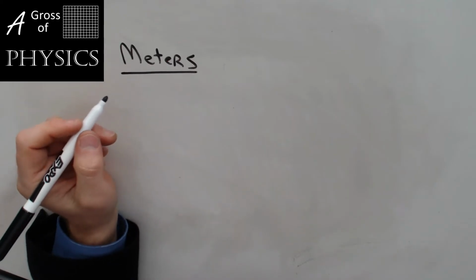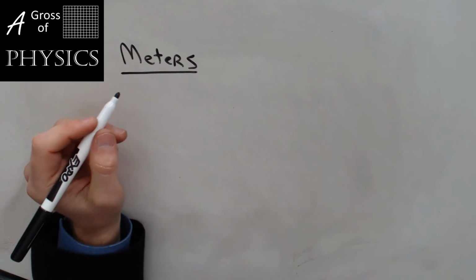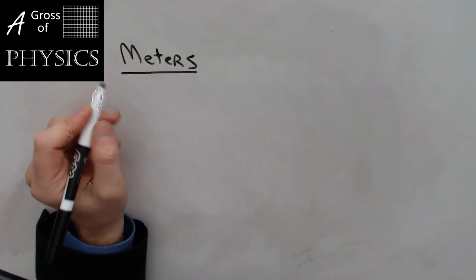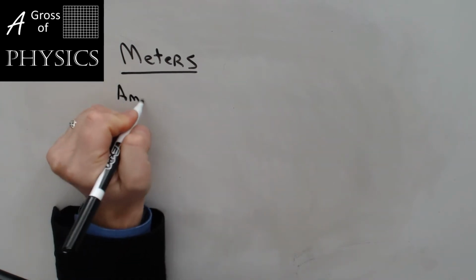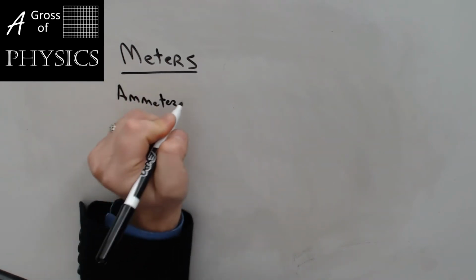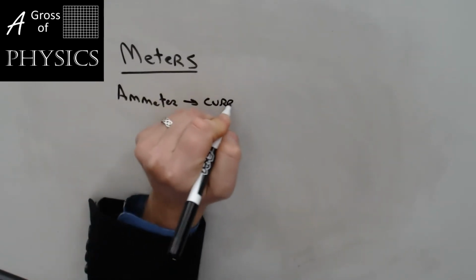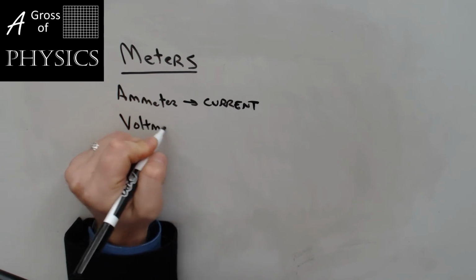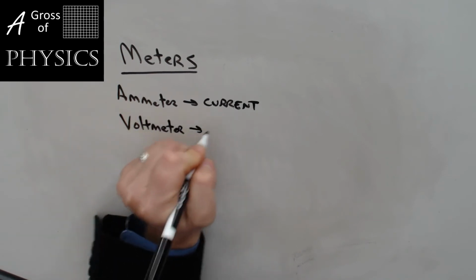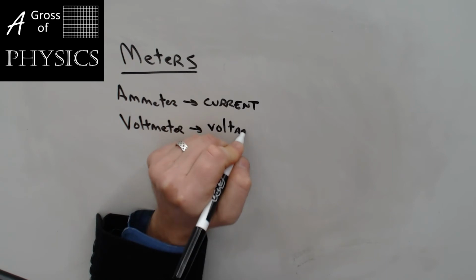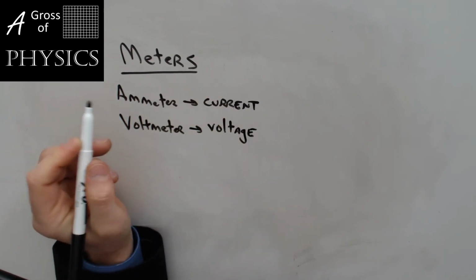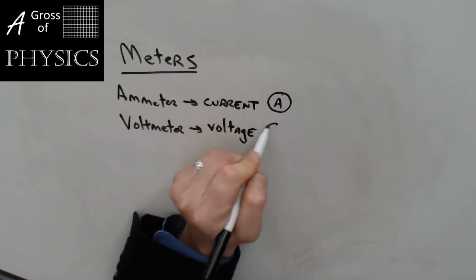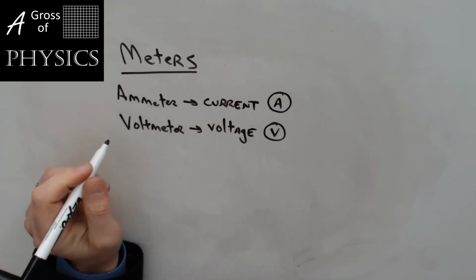Being able to measure the voltage or current in a circuit is going to be important. And what we have are electrical meters in order to do so. We have an ammeter, which will measure current. And we have a voltmeter, which will measure voltage. Now, the way we denote those in a circuit is we use a circle with an A for an ammeter, or a circle with a V for a voltmeter.